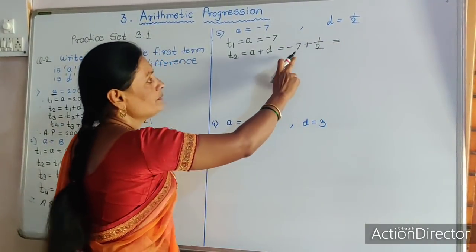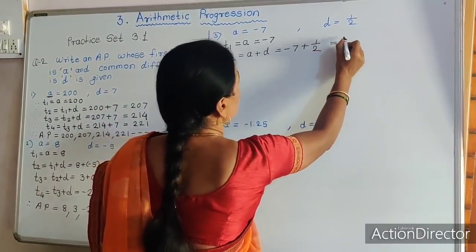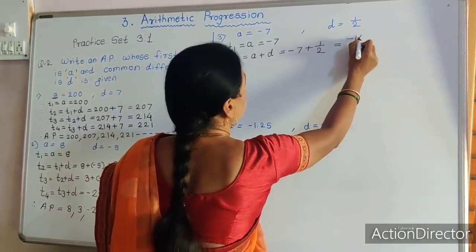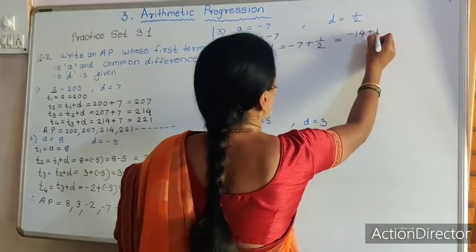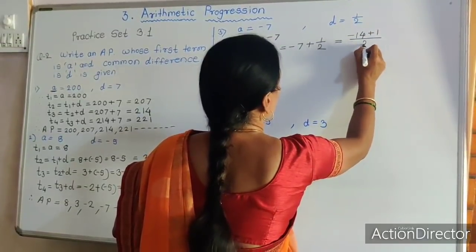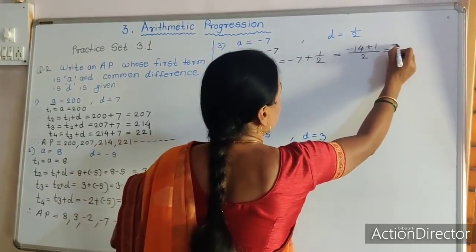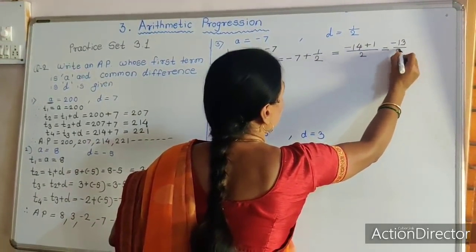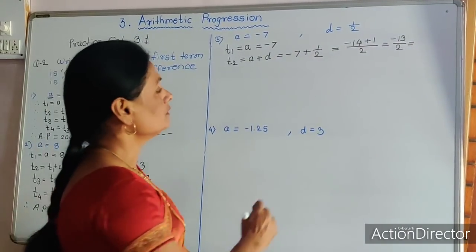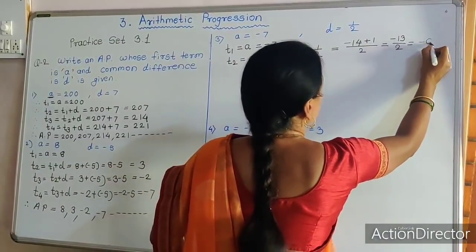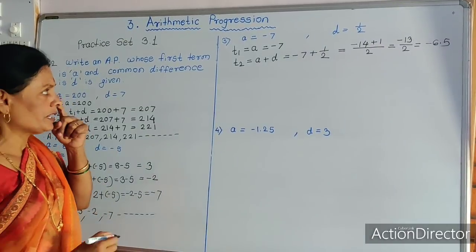Here the denominator is not the same, therefore 7 into 2, minus 14, plus 1 upon 2 is equal to minus 14 and plus 1 becomes minus 13 upon 2 is equal to minus 6.5.